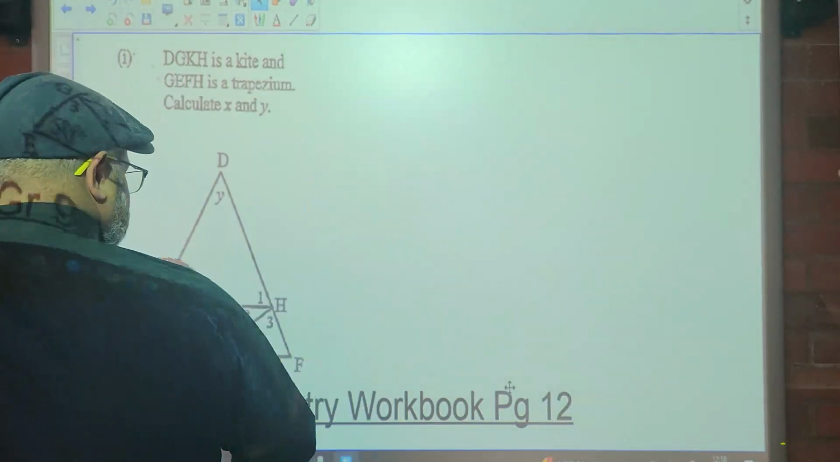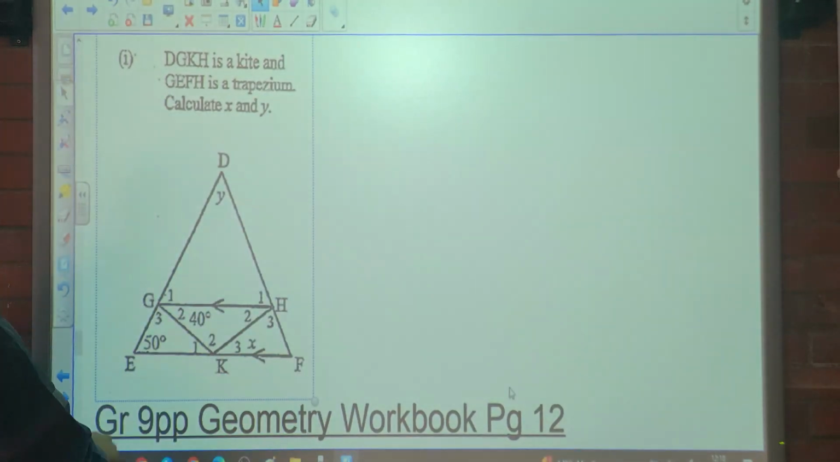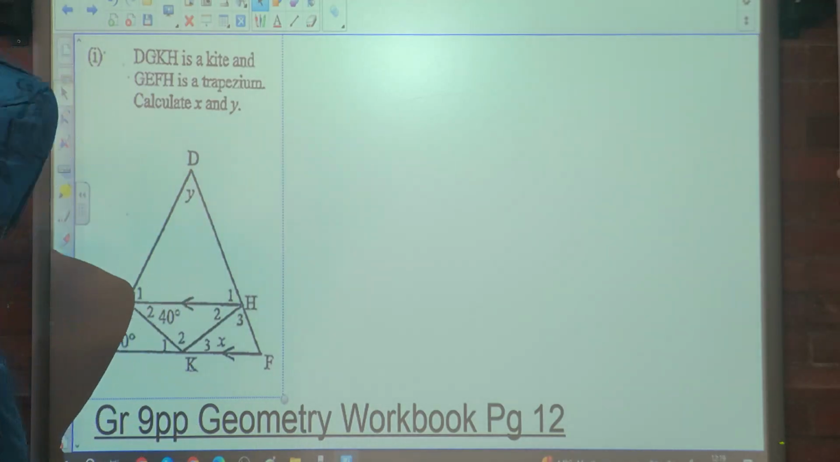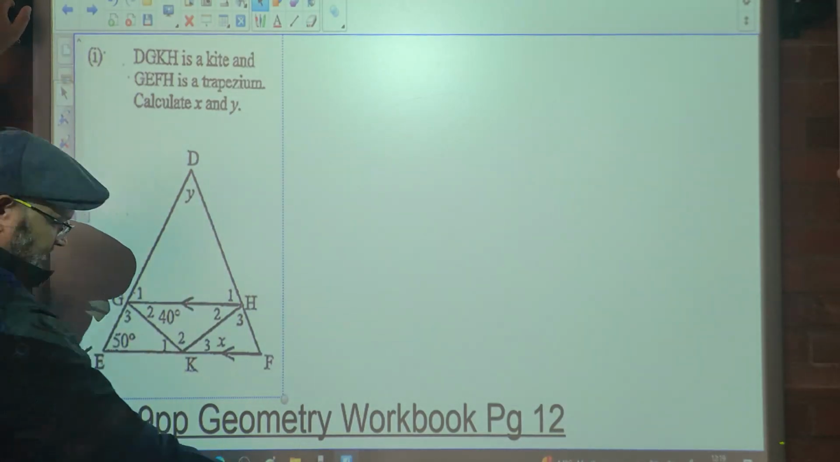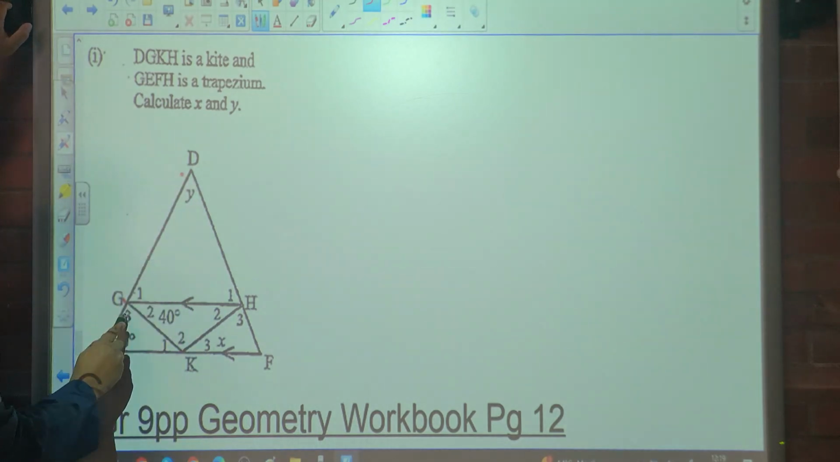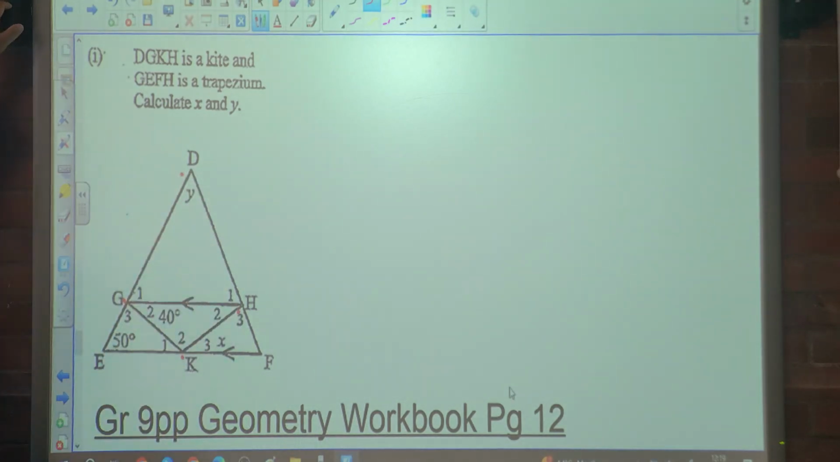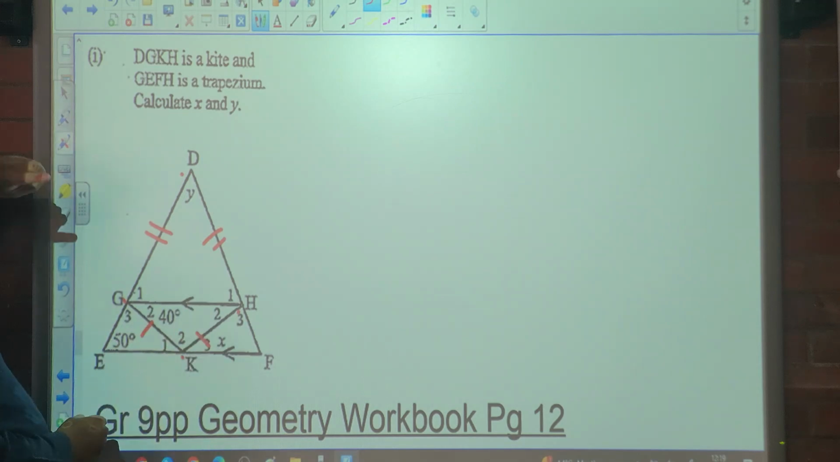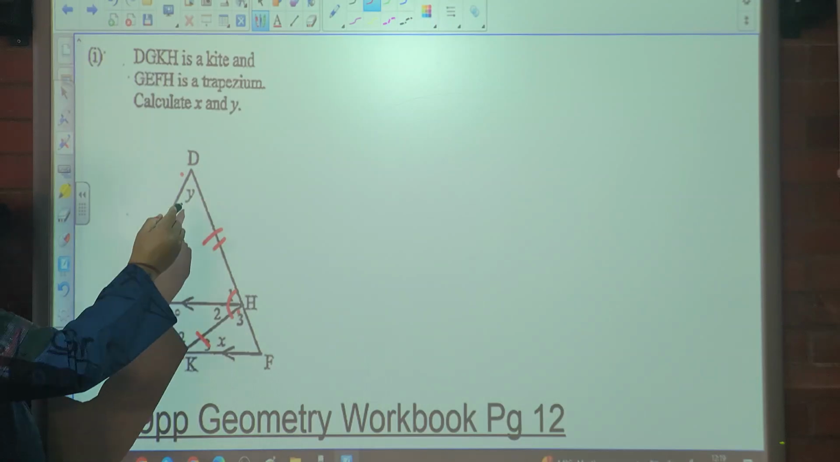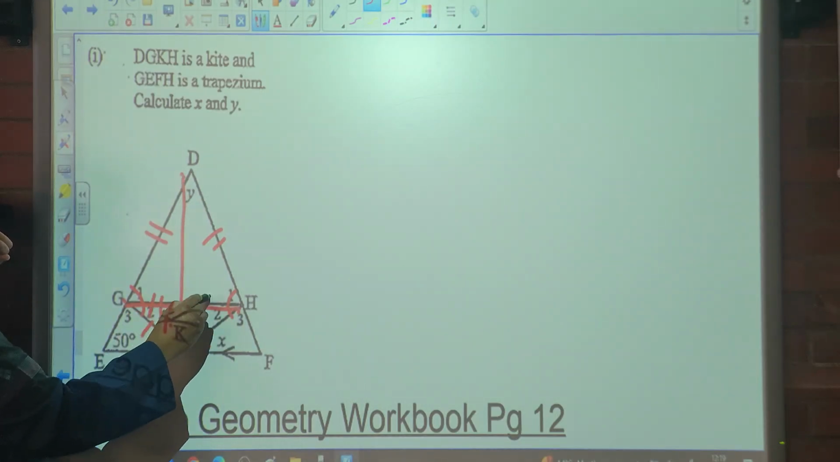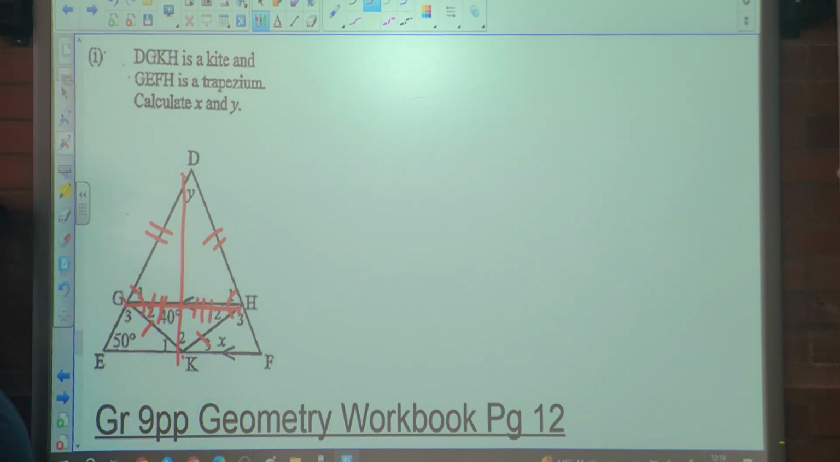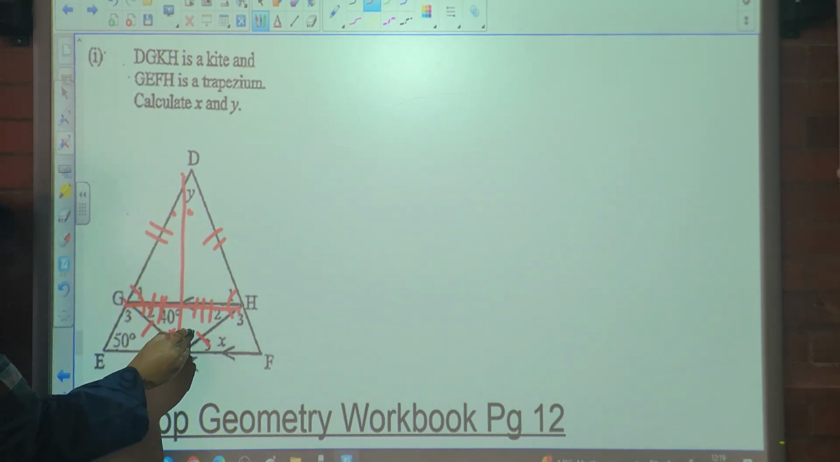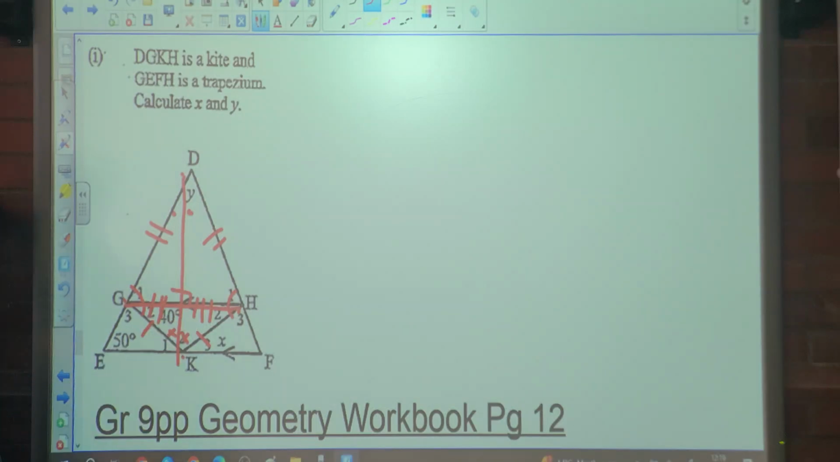Alright, so here we are told that DGKH is a kite. So if DGKH is a kite, what do we know? We know 5 things. Two pairs of adjacent sides are equal. One pair of opposite angles are equal. One diagonal bisects the other, which is not evident here. There's not another line going through here. One diagonal bisects its vertex angles. One more. Here we go. Okay.